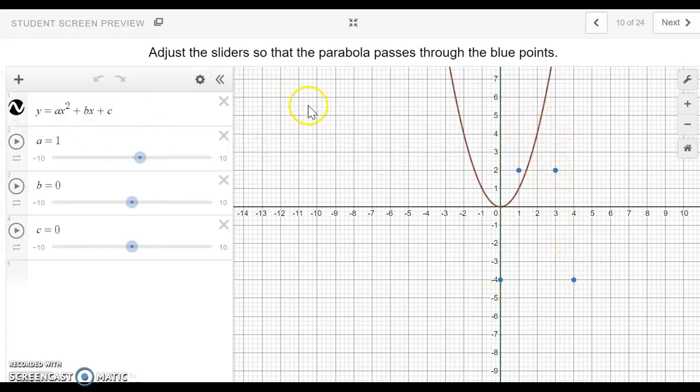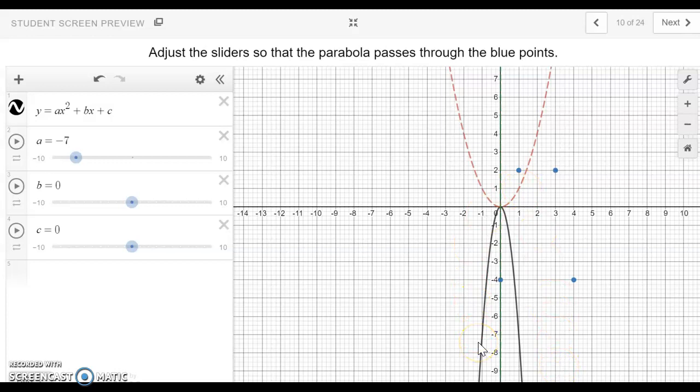So when I take a look at my sliders, if I press play, it's showing me movement of my parabola. And what it's showing me is the different numbers that can be applied to change the direction of my parabola from up to down. I'm going to pause it there. So yeah, I definitely want it pointed downward.